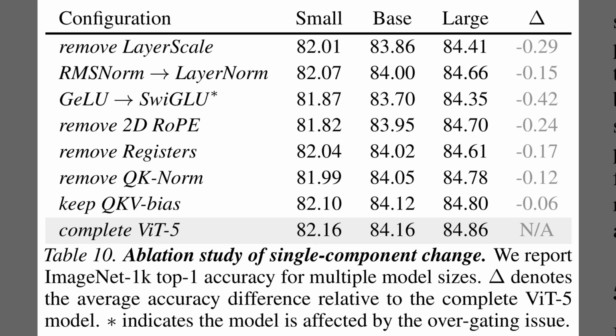Well, having established that the full model works well, Table 10 breaks down exactly where those gains come from. It runs an ablation study, starting with the complete ViT-5 at the bottom, and then removing or swapping out individual components one by one to measure the impact. Notice the row for swapping GLU to SwiGLU. This causes the largest average drop of 0.42%, confirming the overgating issue we discussed earlier. Removing layer scale also hits hard, dropping accuracy by nearly 0.3%. Crucially, the negative values in the delta column show that every single design choice contributes positively to the final success.